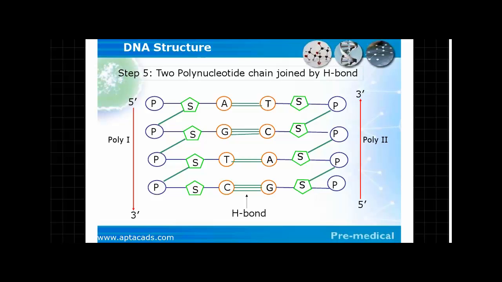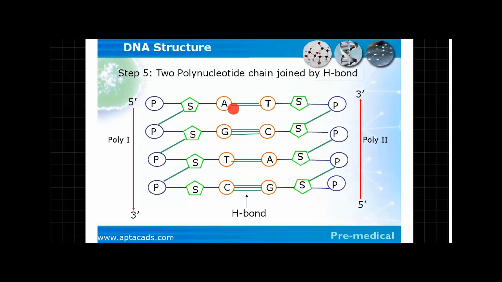Finally, the two polynucleotide chains join together, and that joining is going to occur with the help of hydrogen bonding. So the moment they join together, a complete DNA molecule is going to be formed. The important thing is that one chain is growing in 5' to 3', and the other chain is growing in 3' to 5'.